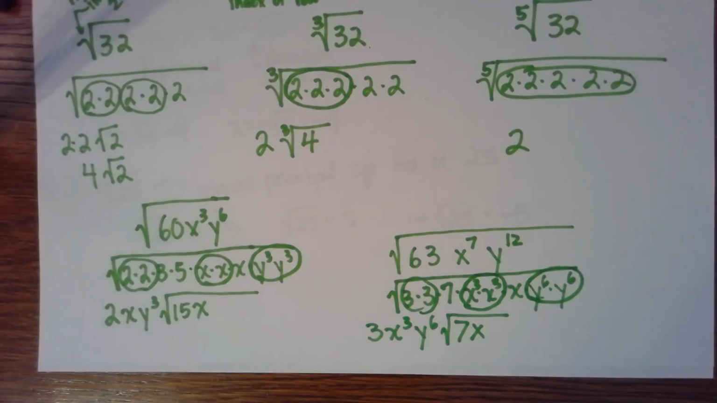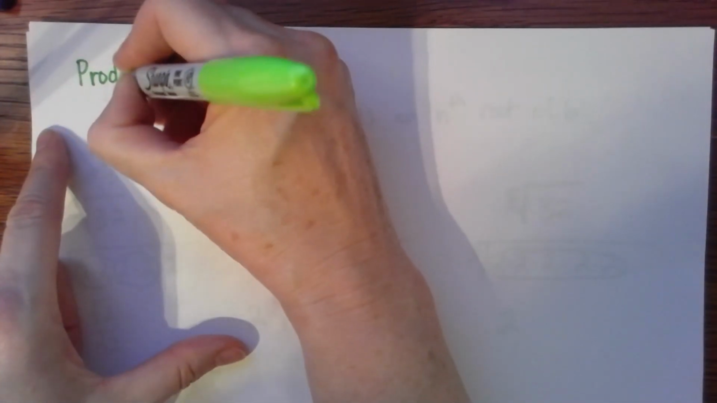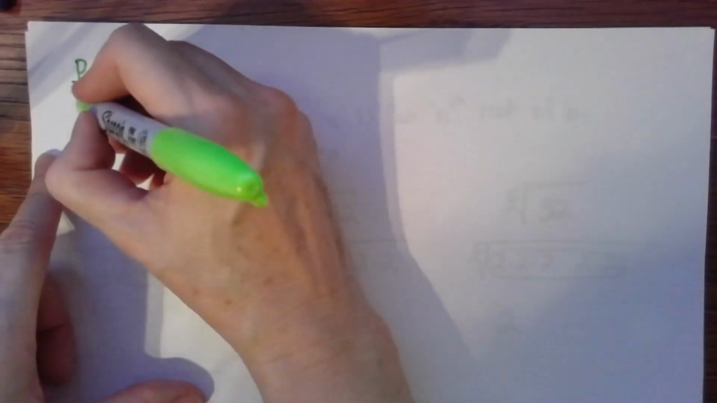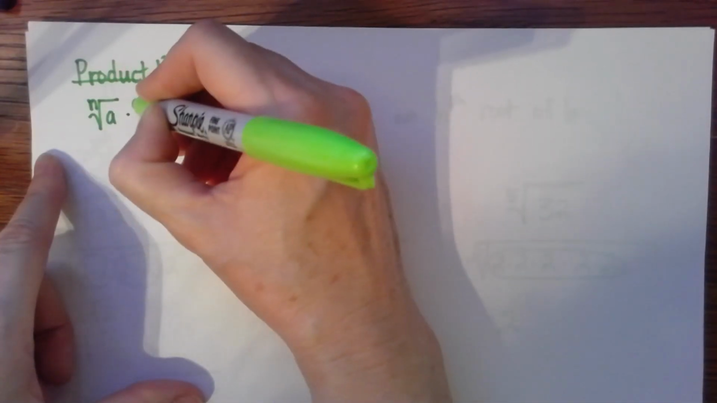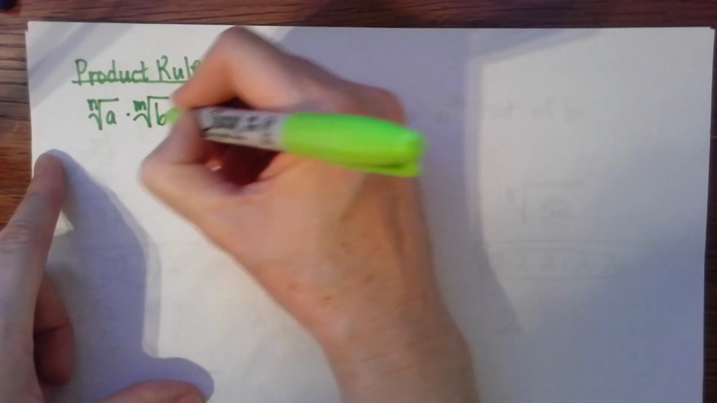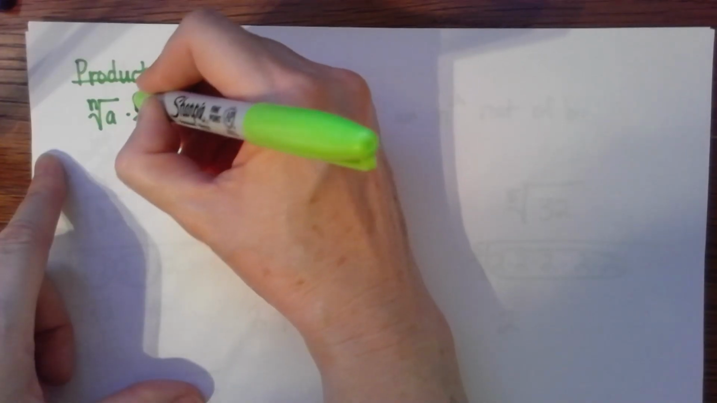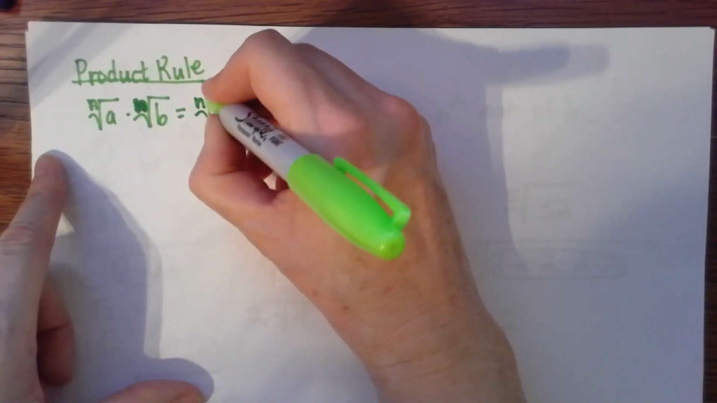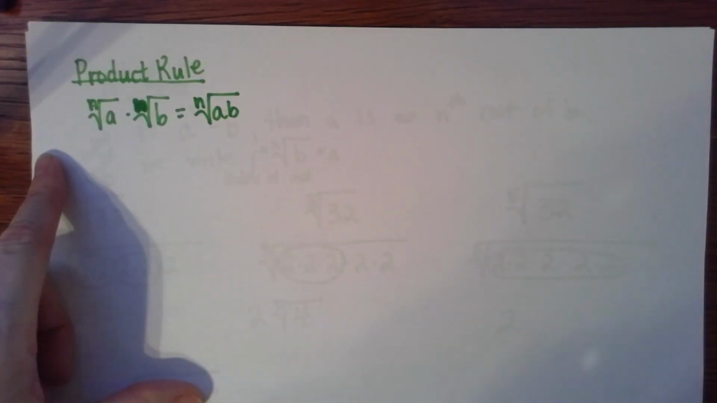Okay, so now that we have remembered how to simplify radicals, something that we might want to do with them is multiply them to form radical expressions. So there's a product rule for multiplying radicals. The product rule says that if I have an nth root of a and I multiply that by an nth root of b, as long as these indices are the same, I will get the nth root of a times b.